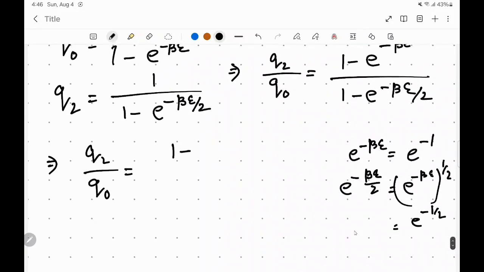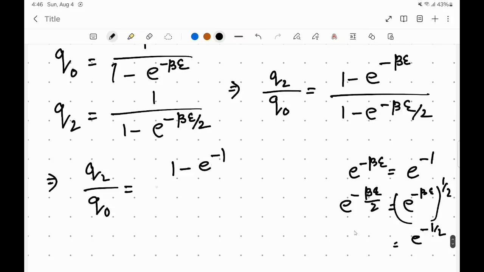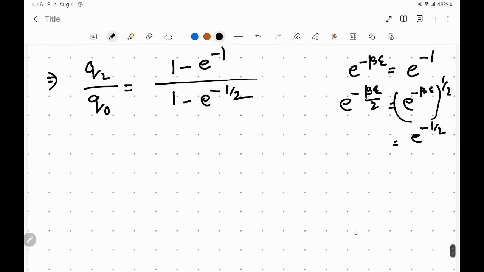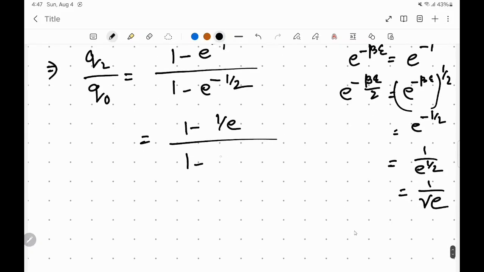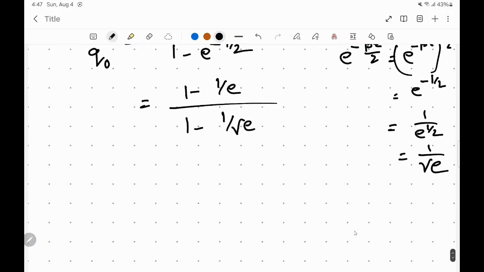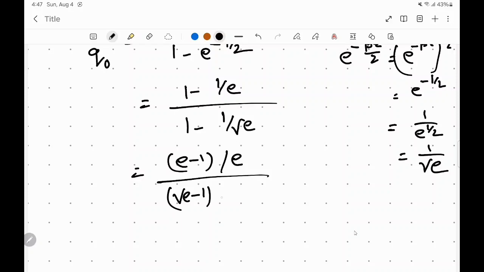So it is e to the power minus 1, and it is e to the power minus half. So it is 1 by 1 minus e. E to the power minus half means 1 by root e. So it is 1 by e. Now again you have to take the LCM. So it is root e minus 1 divided by root e.